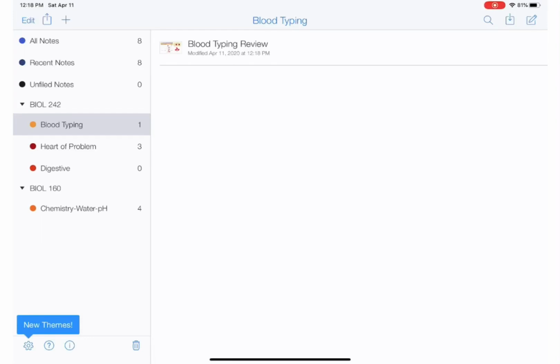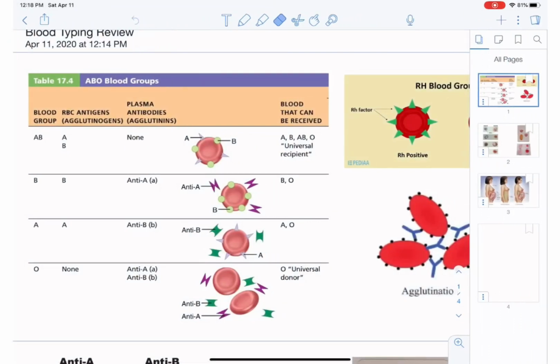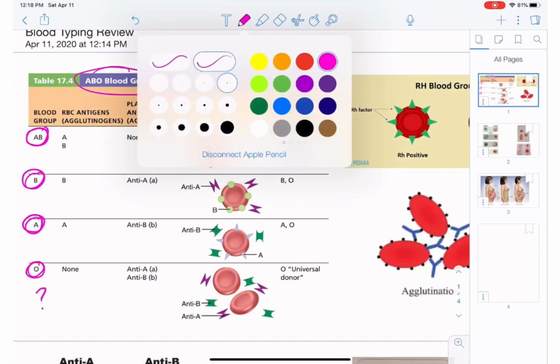What I'd like to do now is review blood typing. And specifically, what I want to talk about are the ABO blood groups. The ABO blood groups are by far the most common blood groups worldwide. And within this blood group, you can be type AB, type B, type A, or type O. So the question now is, what determines which one of these blood types you are? And the answer to that is the presence or absence of antigens on your red blood cells.